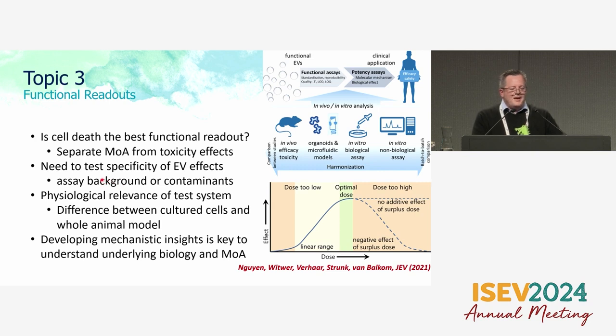So we need to assay background, the buffers, or contaminants, remembering we're trying to isolate something from a complex biological mix. So we need to consider there might be other things in there that are having the effect that we're seeing in our system. Also need to consider the physiological relevance of our model system. And again, highlighting the differences between cultured cells. Killing cancer cells in a dish is very different to curing cancer in a whole animal model. And so developing mechanistic insights is really key to understand the underlying biology and the mechanism of action.